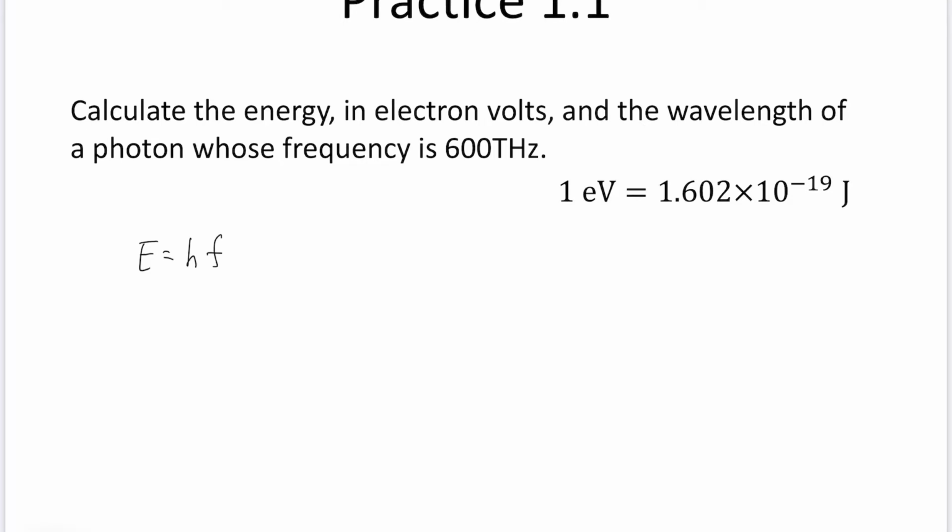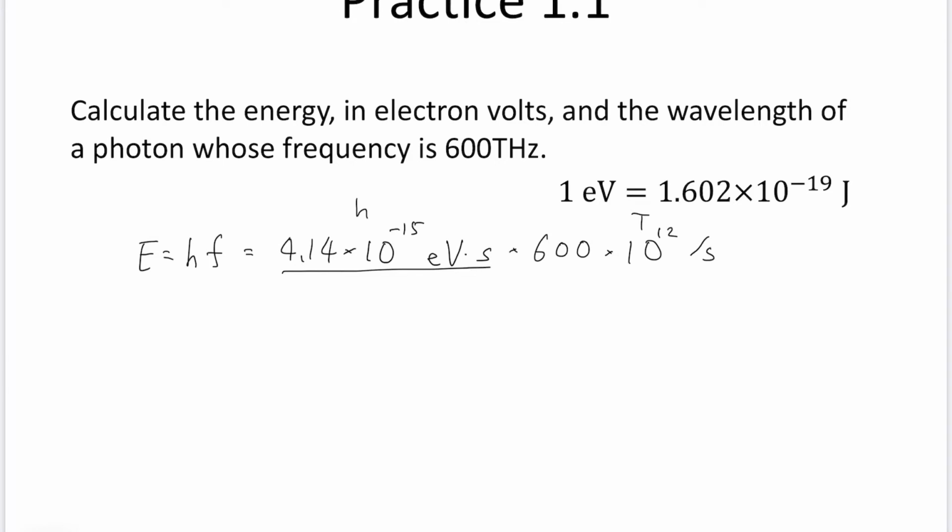And then for the h, you can use 4.14 times 10 to minus 15. So in this case, the unit is electron volt second. So this is the Planck constant h times frequency. Frequency is 600 terahertz. Tera is 10 to 12. This is tera. Hertz is 1 per second.